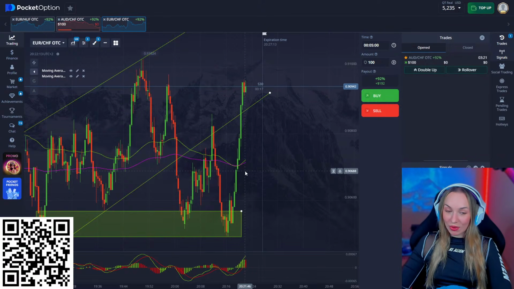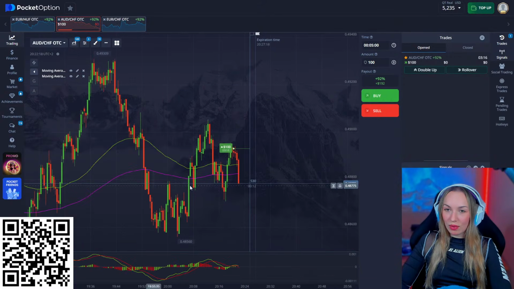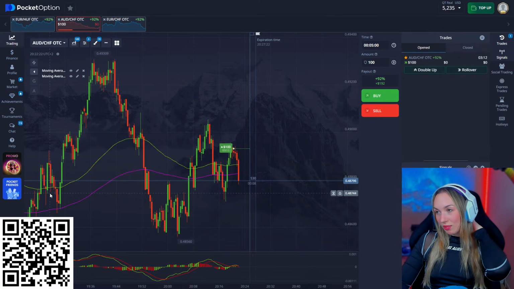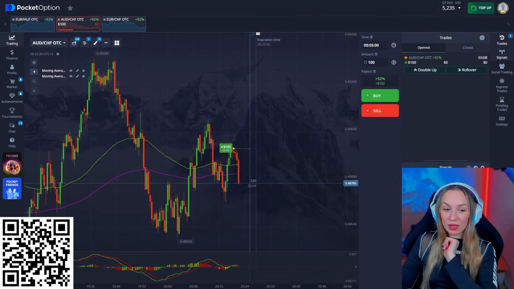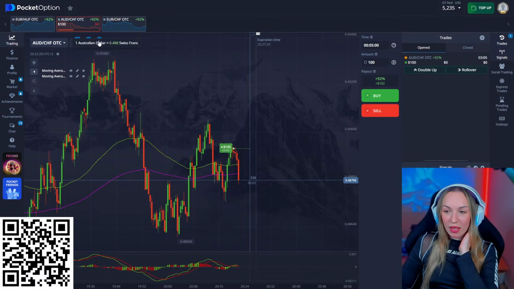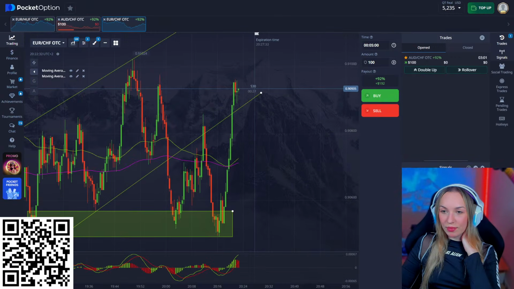The key is the strategy, patience. But yeah, AUDCHF unfortunately goes down, but we still have 3 more minutes and there are high chances that it will start going up again. So it's too early to become sad.